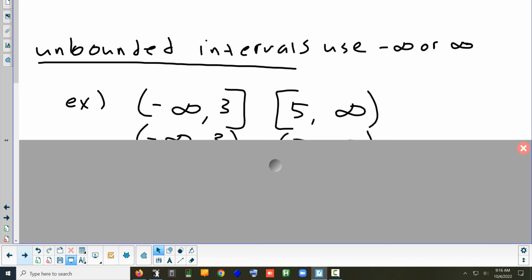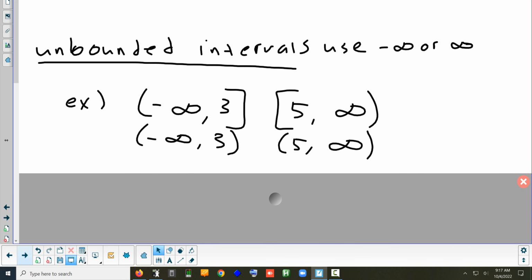So there's a couple different types of unbounded intervals we can have, and just maybe 4 examples right there. The 2 on the left are unbounded on the left side, and the 2 on the right are unbounded on the right.